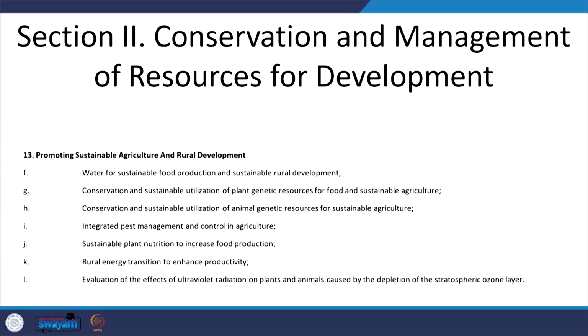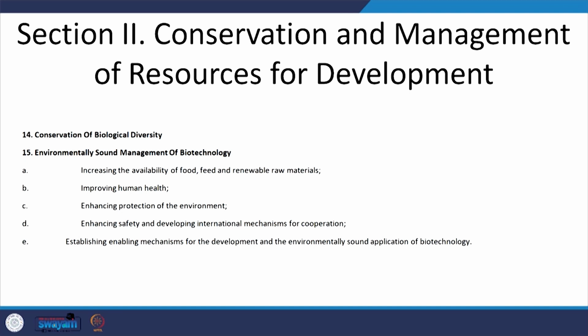Promoting sustainable agriculture and rural development has a number of subheads because it is one of the most important agendas. As the population is growing, there is an increased demand for food, and since urbanization is increasing, as we saw in yesterday's lecture, a larger population is concentrating in the urban centers, thereby tremendously increasing the pressure on resources in urban areas. This can be mitigated if we develop our rural areas sustainably.